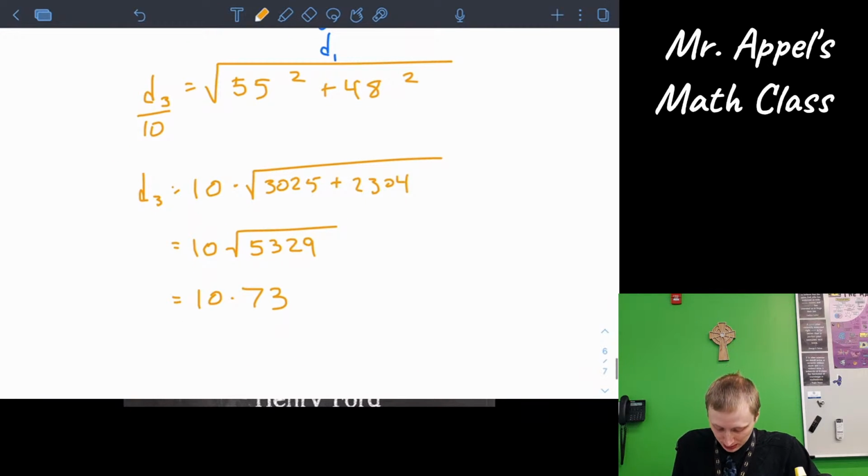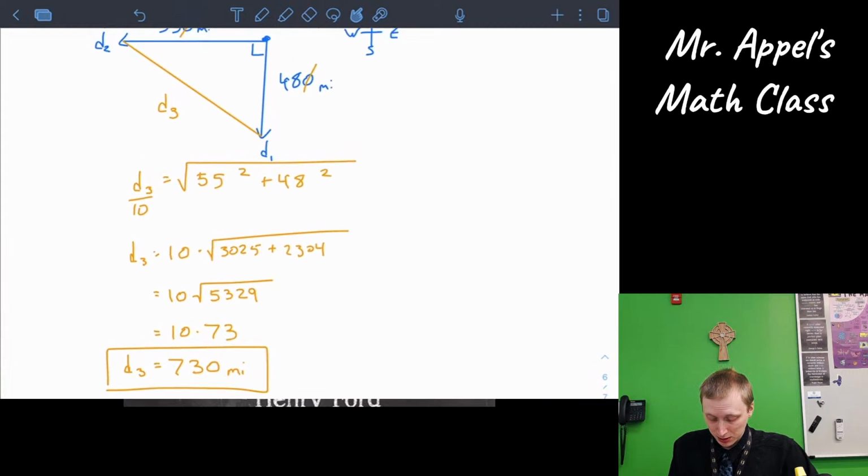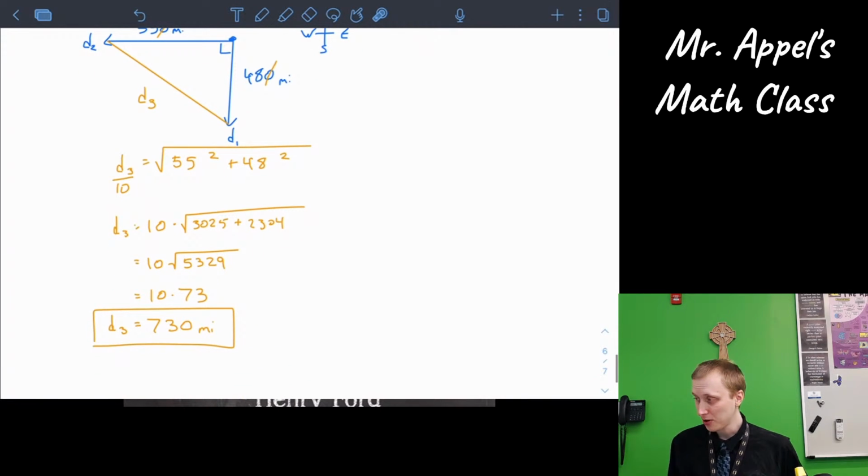Which means times 10, distance 3 is going to be 730 miles between the planes. Turns out we got a perfect integer answer from that. Apparently, 55, 48, and 73 is a Pythagorean triple, right? Who knew? Very convenient. I knew. I set up the problem. I made it convenient for you on purpose, right? But there you go.